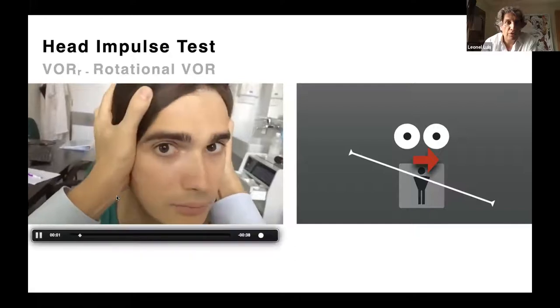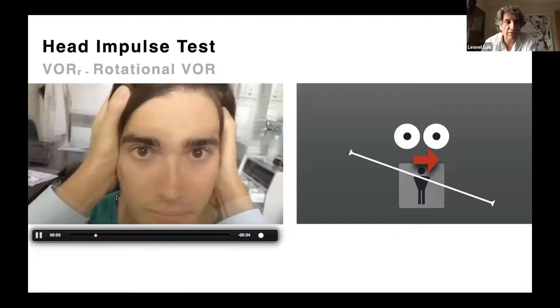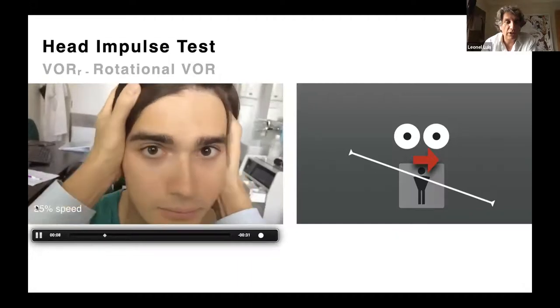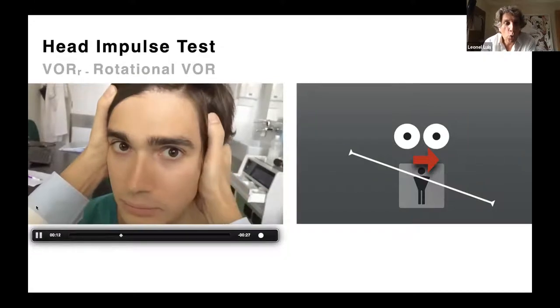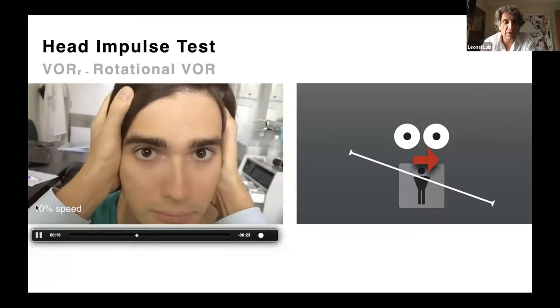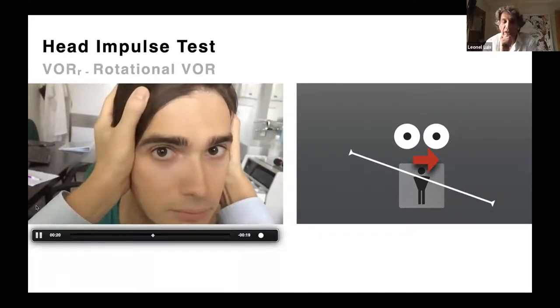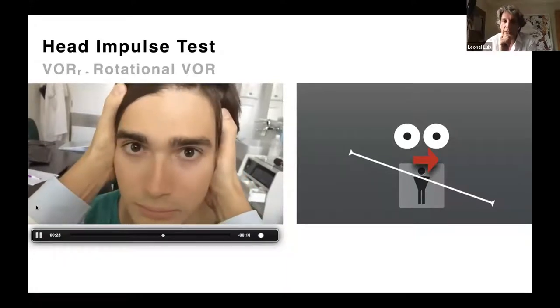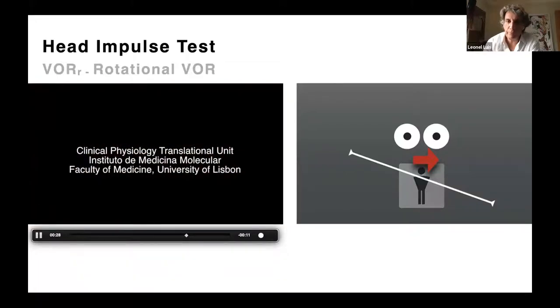And this is what we see. The eyes move to one side, he is still looking at the camera, and even with slow speed, this is 25% speed, you can see that he's always looking at the camera. That is, the vestibular ocular reflex is compensatory during the whole time, from when the head starts moving until the end. Good.